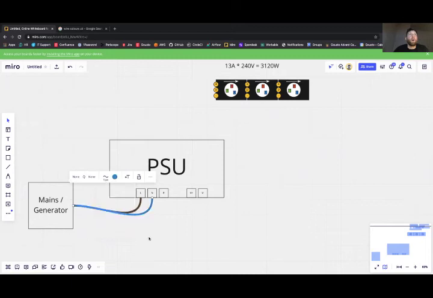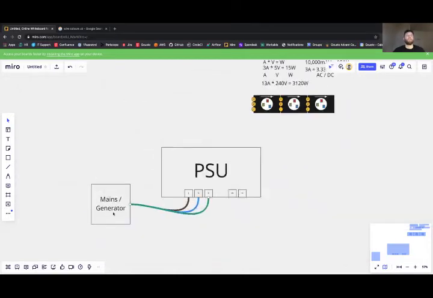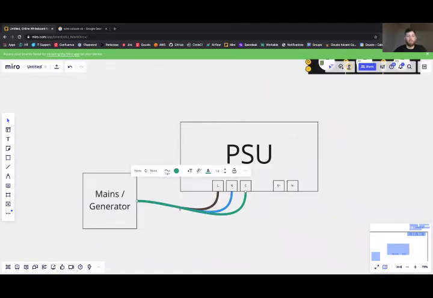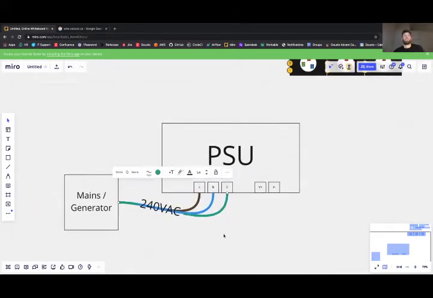Thick blue wire leading to neutral, and a green and yellow wire leading to earth. And this is going to be 240 volts alternating current. Let's make that nice and big. Really big, please. Okay, there's your mains.